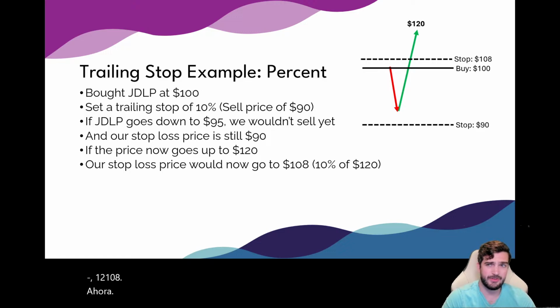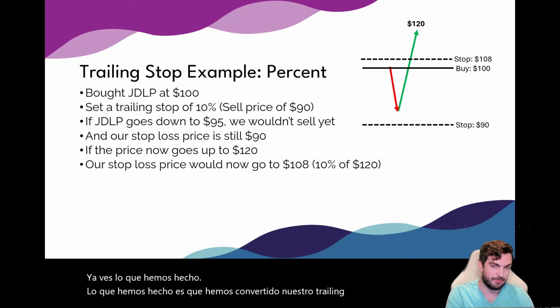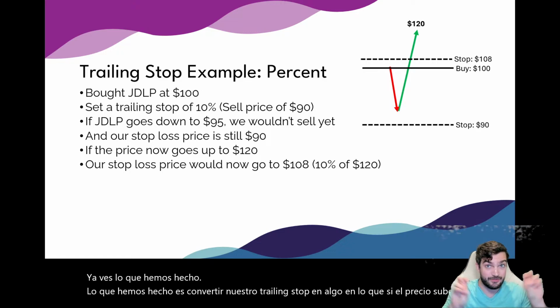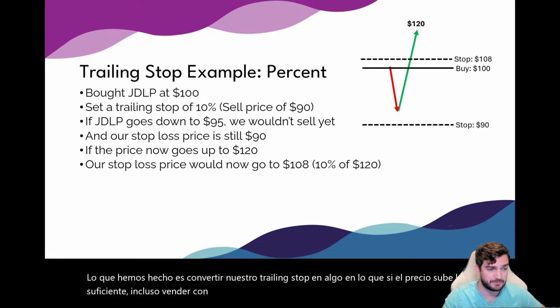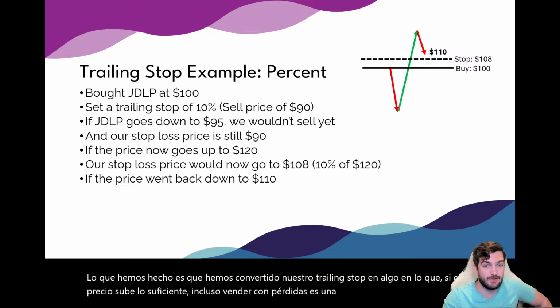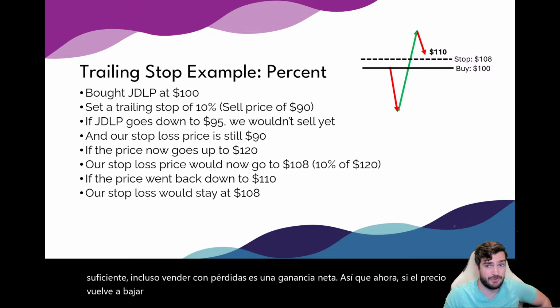Now, you see what we've done? What we've done is that we've turned our trailing stop into something where if the price goes up enough, even selling at a loss is a net profit. So now if the price goes back down to 110, our stop loss would stay at 110. Sorry, at 108. My apologies.